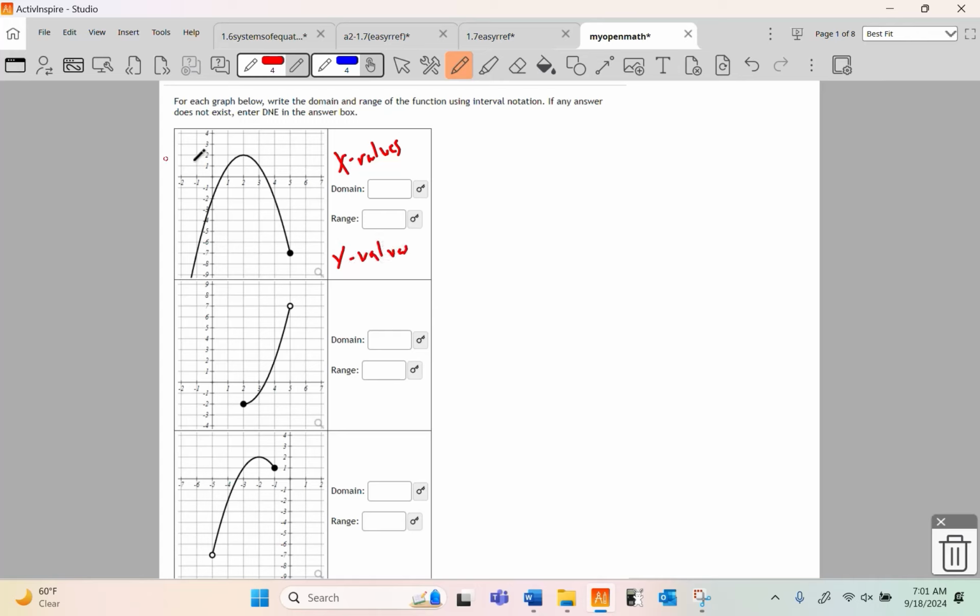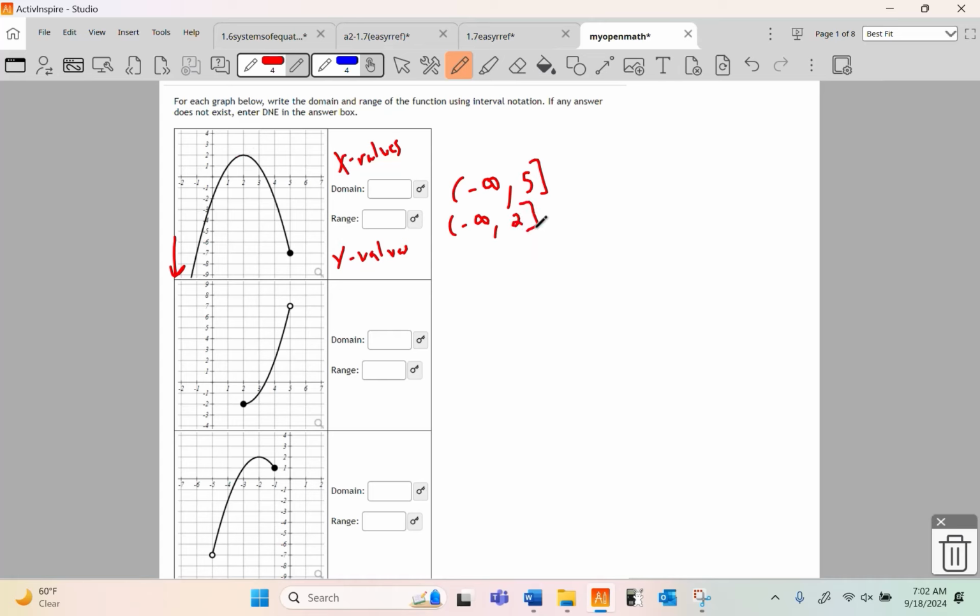But this graph is running forever left. So x is running left forever, and it runs right until it hits an x value of 5. Bracket on a 5. And by the way, if you're using a laptop, if you look down at the keys, you'll see brackets. You won't see the infinity symbol, but you'll see the minus for negative and stuff. Use that. The range, this one is falling forever, so its low y value is negative infinity, and it rises until a hard y value of 2.